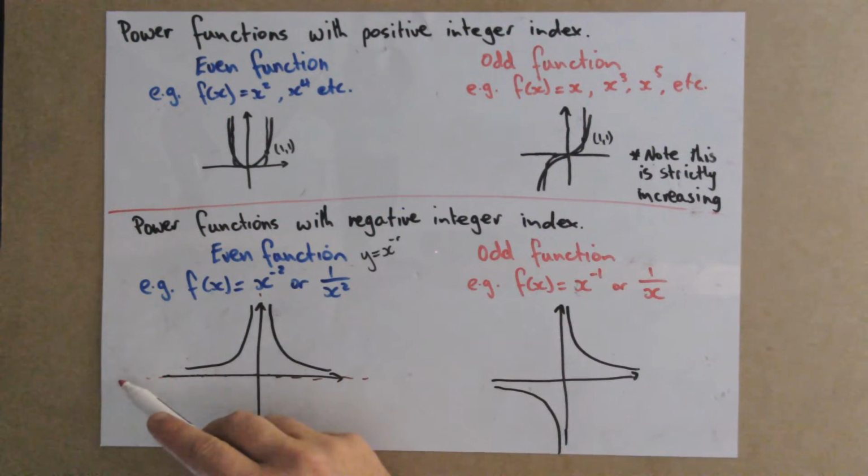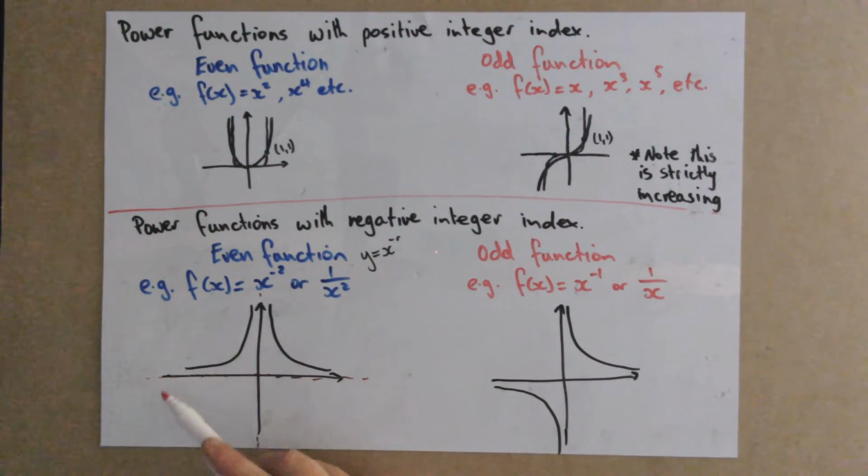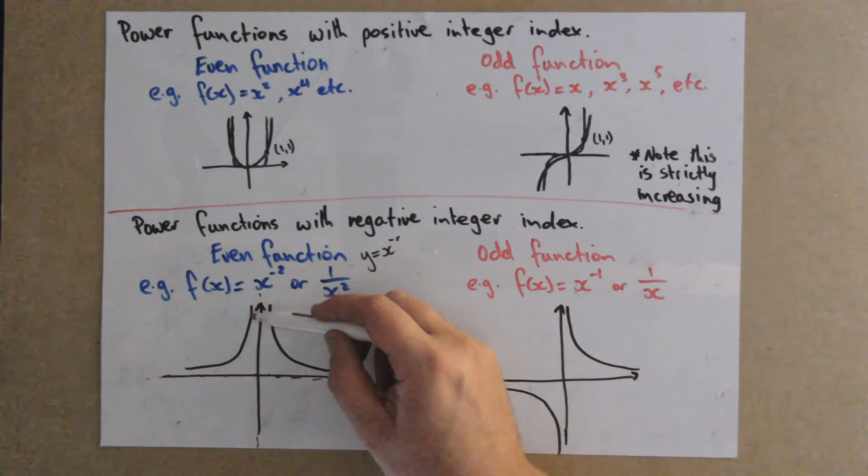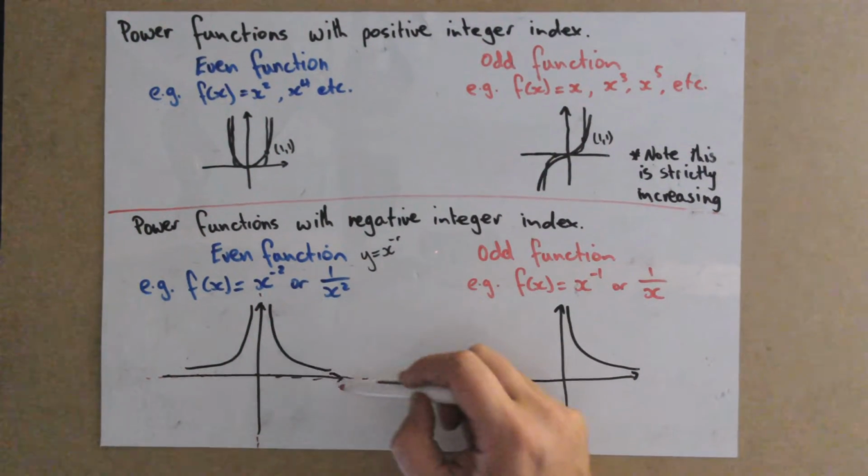So that's going to happen this way. So we'll get closer and closer and closer to this line but never touch. It's going to happen this way as well. It's going to happen from this side and from this side.